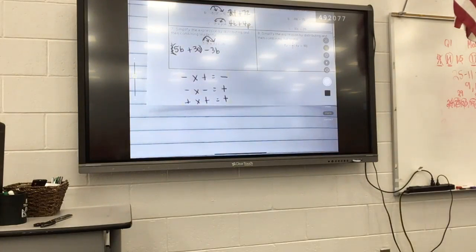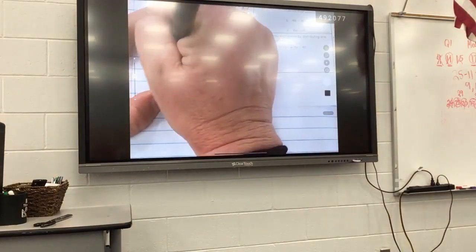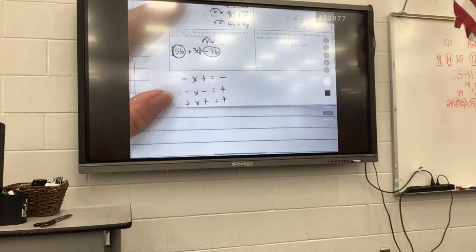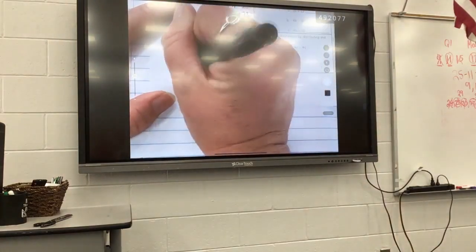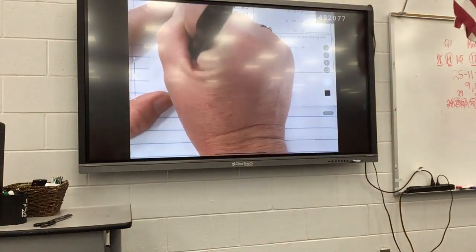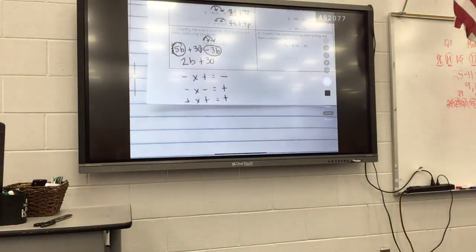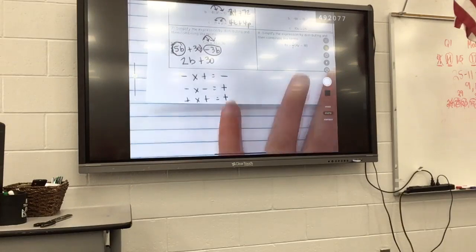What like terms can we combine? You can subtract 3b from 5b. So we're going to combine 5b minus 3b, and that's going to give us 2b. 2b plus 30. Okay, questions about that one? All right, slide over to number 6.